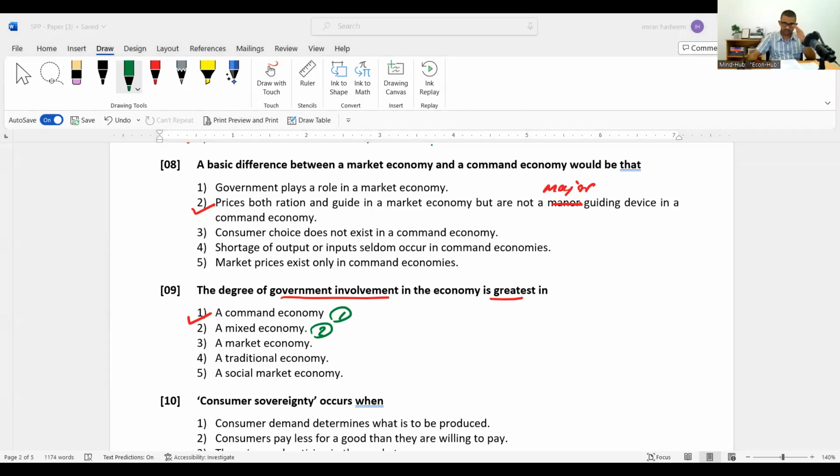Thirdly, the degree would be highest where? Yes, social market economy, the last answer here. This will be number 3 in terms of the degree of government involvement. Very good. Good knowledge shown there by you guys. Then market economy would be number 4.